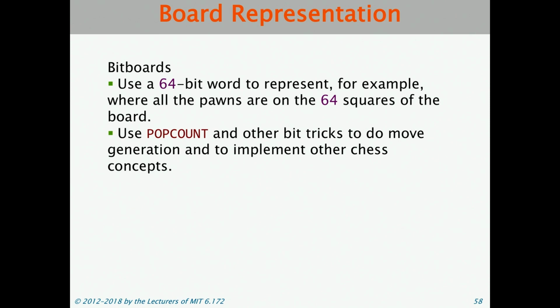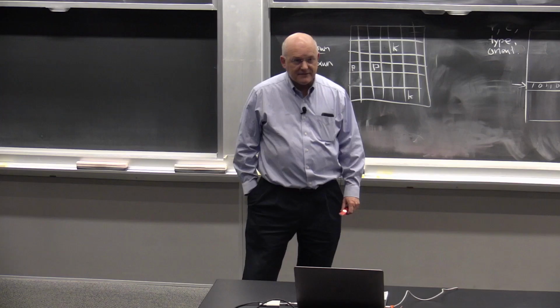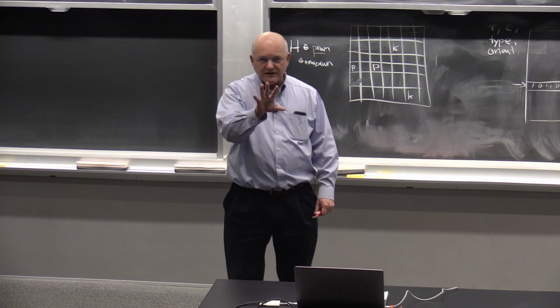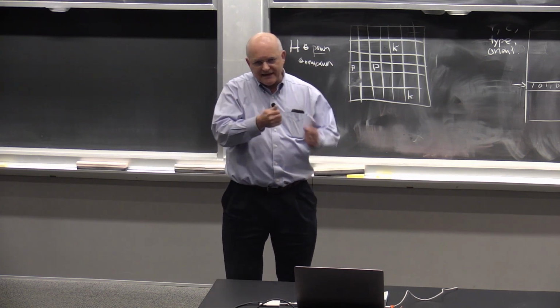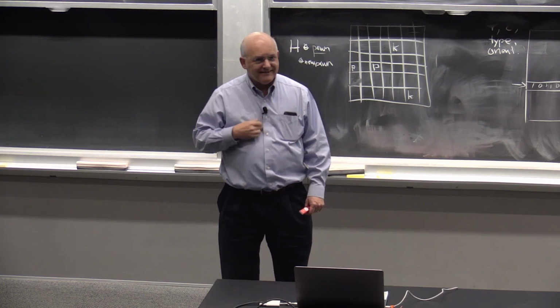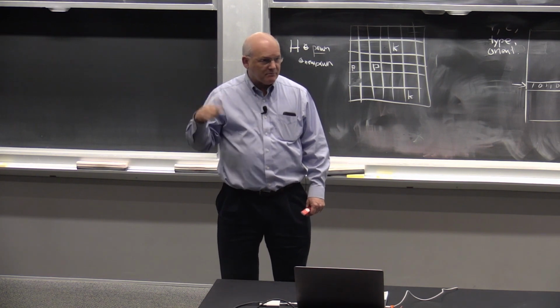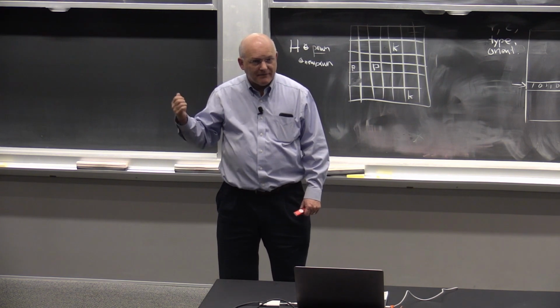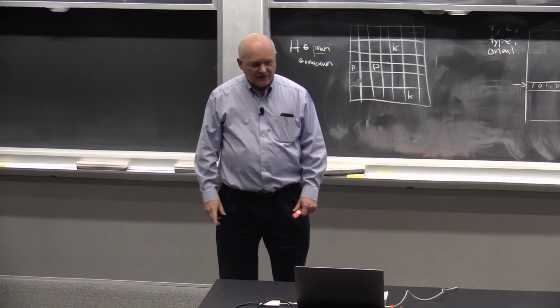Here you use a 64-bit word to represent, for example, where all the pawns are on the 64 squares of the board. Okay? And then you can use pop count and other bit tricks to do move generation and to implement other chess concepts. If you want to see the possible places a pawn can move, and you want to say, can they move right? Let's say it's stored in row major order, you can just do a right shift by 1, and that tells you where all the places are that those pawns could move, and now you can just pick them off one bit at a time to generate your move list, okay?